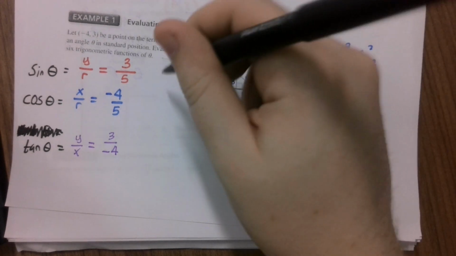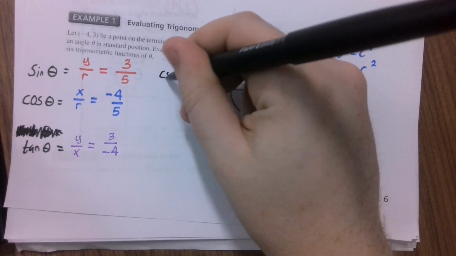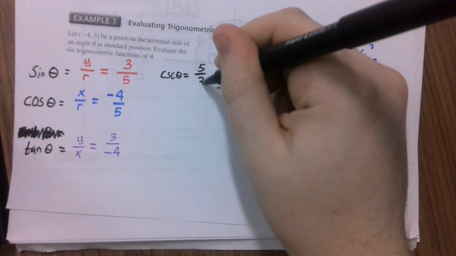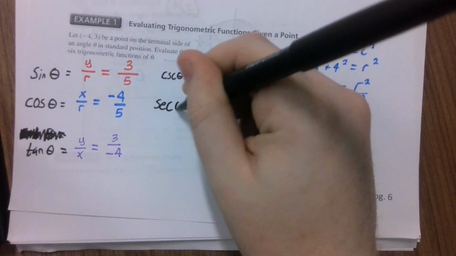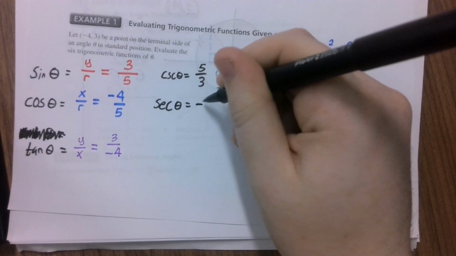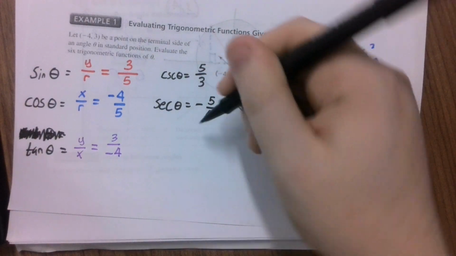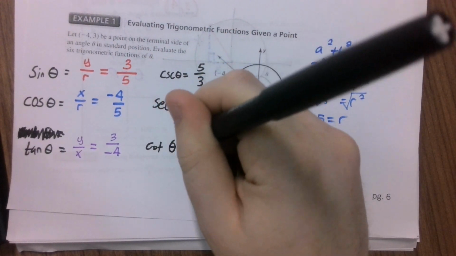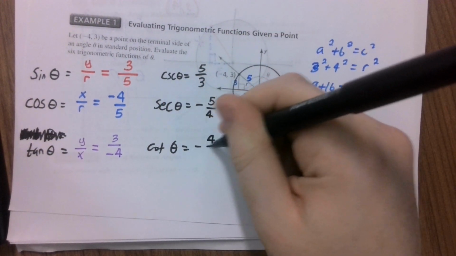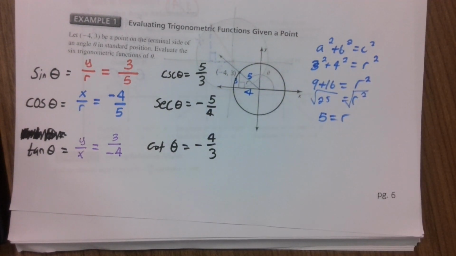Now, of course, we can also find the reciprocals. The cosecant of theta is just flipped from sine. That's 5/3. The secant of theta is just -5/4. And the cotangent is -4/3. Done. No sweat.